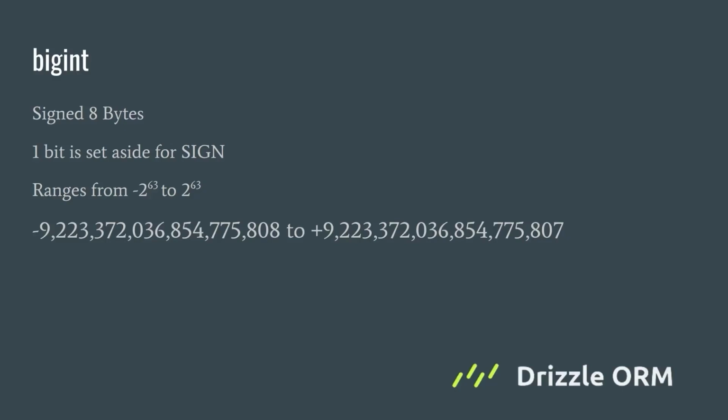The other data type that we can use is big int. So if you have a huge number, you can set the type of your field to big int. It is a signed 8 bytes number. And by 8 bytes, it means that each number occupies 64 bits. So as previous ones, 1 bit is set aside for the sign, and we have 63 bits left. So it ranges from minus 2 to the power of 63 to 2 to the power of 63. So your number will range from this number to this number.